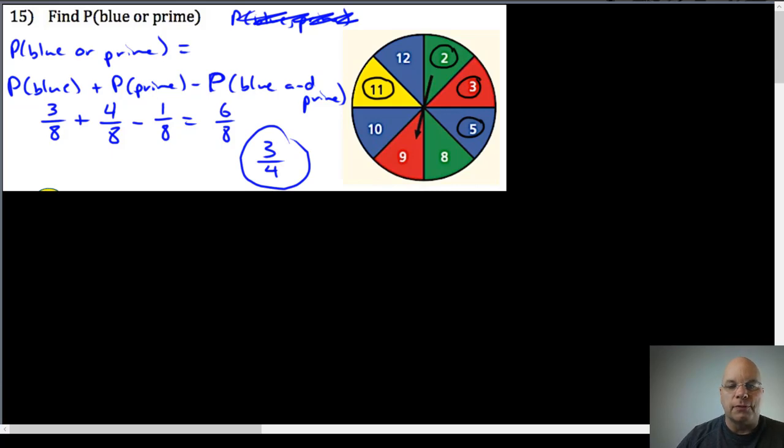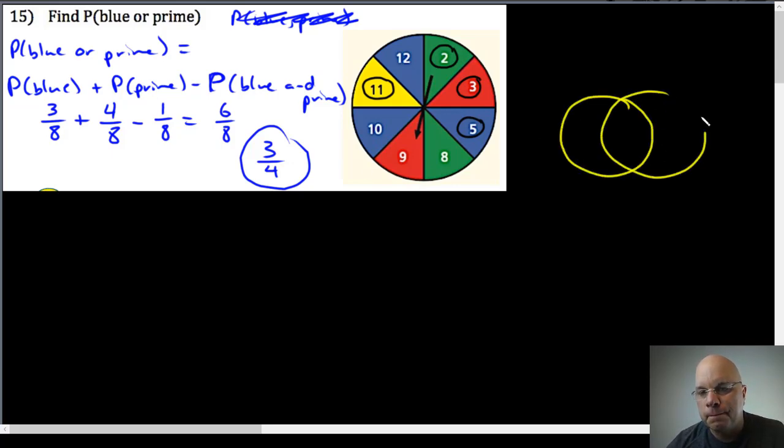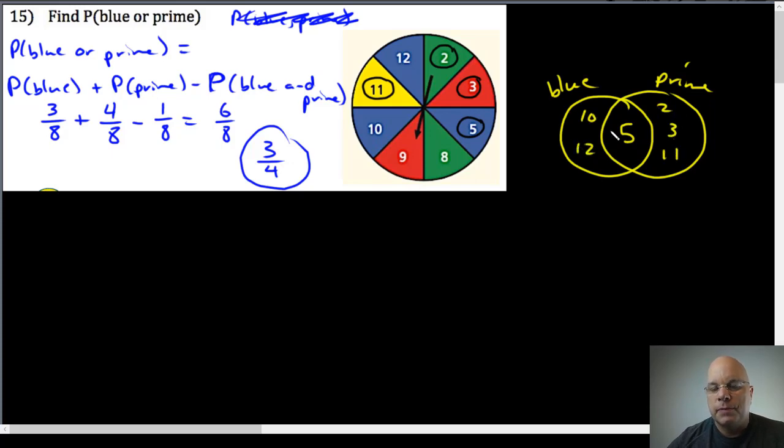I just want to do a little bit of Venn diagram work in case this is unclear. These would be the blue sections, these would be the prime sections. The blue sections are 12, 10, and 5. The prime sections I've circled here. The 5 is common to both, so the 5 goes in the intersection. And so all the favorable outcomes are listed in this.